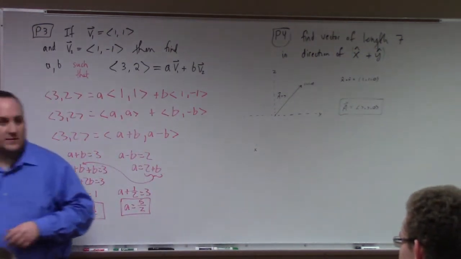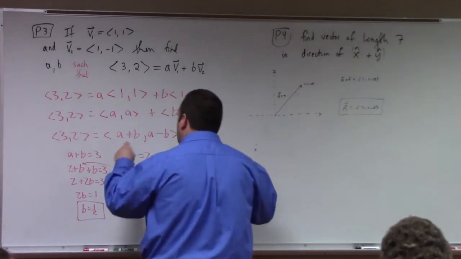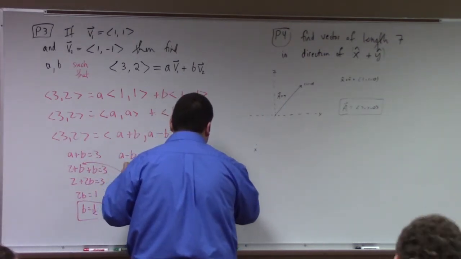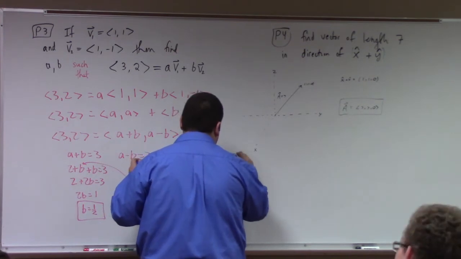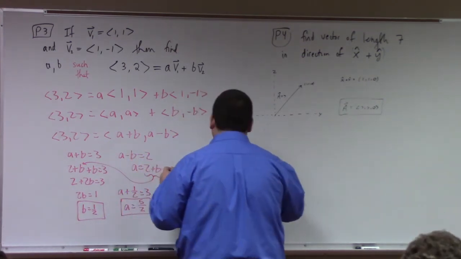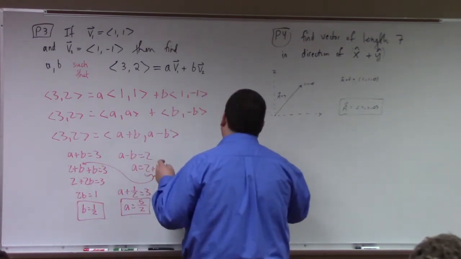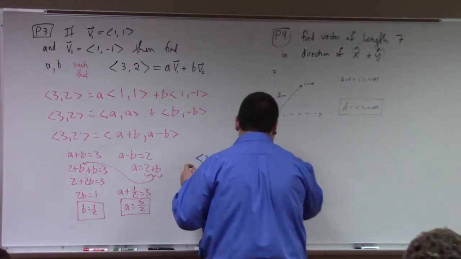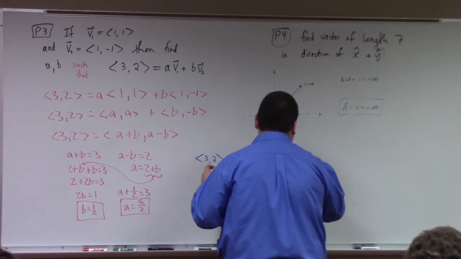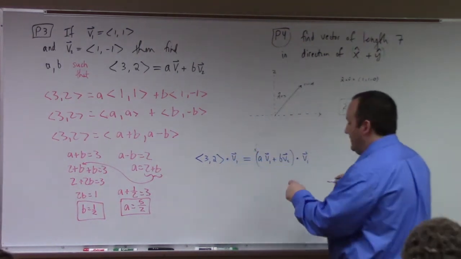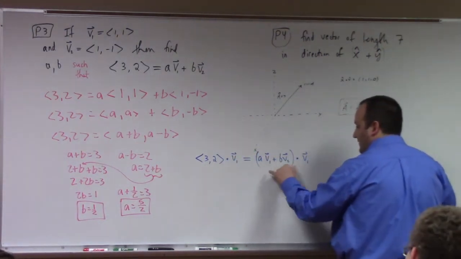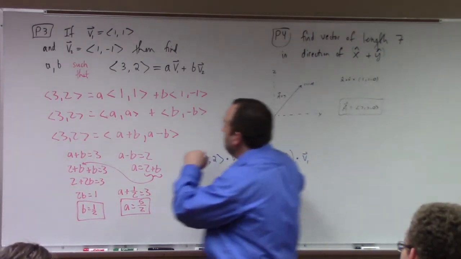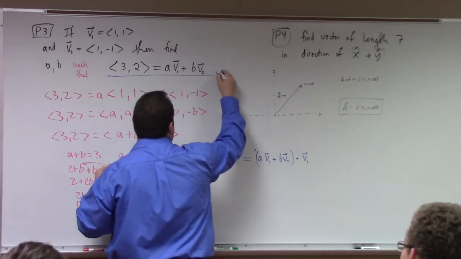Let me show you another one. So another way you could attack this would be to notice that if we look at (3, 2) dotted with v1, that will be equal to (a v1 plus b v2) dotted with v1. I didn't expect you to do it this way, by the way. So this is equal to that, right? So I can take the dot product of the equation. Let's call this equation star, okay?